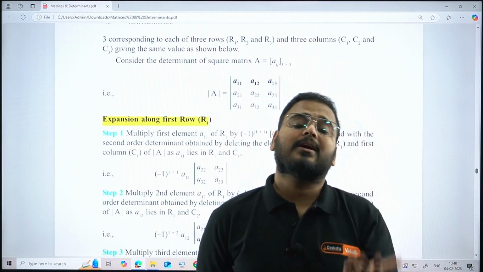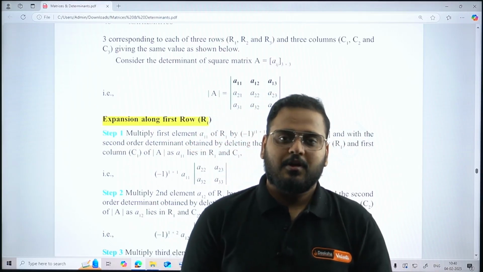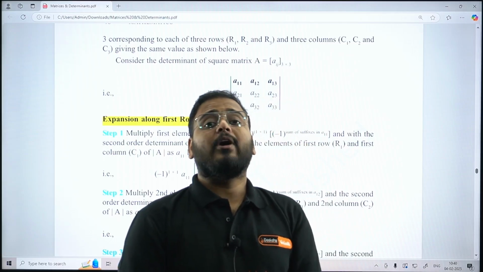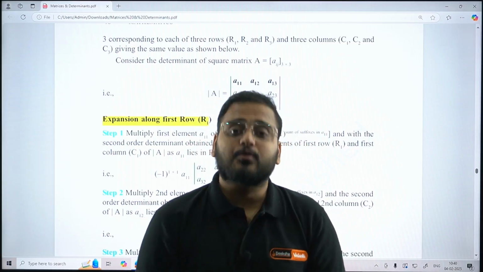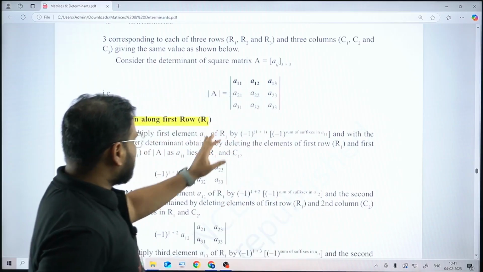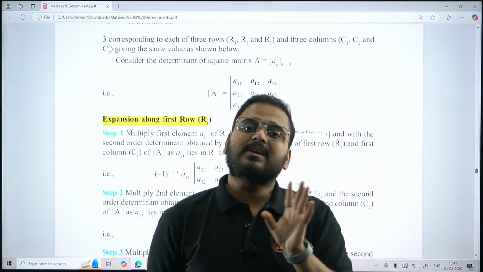Which row to pick? Wherever you have more ones or more zeros in a row, you pick that row. If you see a question given to you and you find more ones or more zeros in a row, then pick that row. It will make your work easier. So that's one thing you remember. Whether you use any column or any row, the result will always be the same.